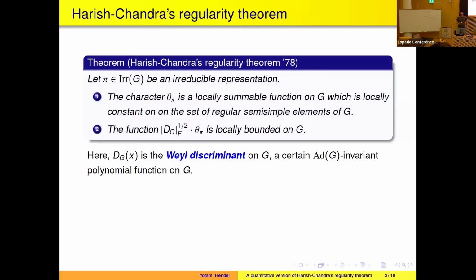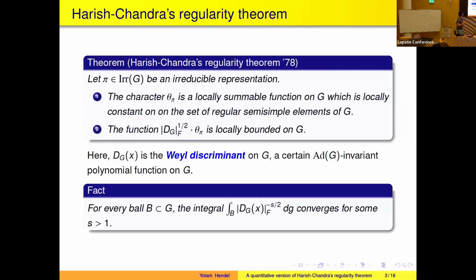So a priori this is some distribution and you don't know anything about it, but actually it is a very well-behaved distribution, namely it is given as an integration with respect to some L1 function. The Weyl discriminant will be quite important for us later, and I will define it a bit later on the Lie algebra. What will be important to us is that it is Ad-invariant. This is some polynomial living on your group, so some polynomial function.